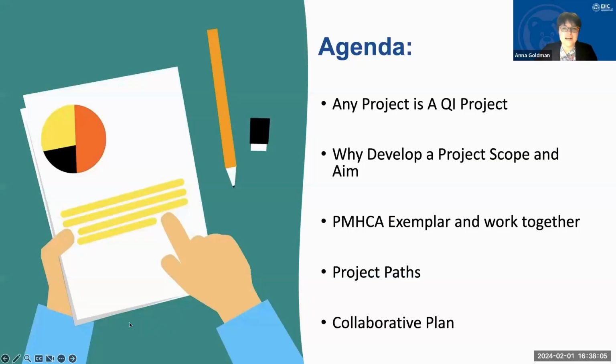Our agenda: we will try to convince you that any project is a QI project, with a very simple example of how to get started. And why do we develop a project scope and a project aim? Why is this important? It is part of the communication technique and part of getting started on any project, including the ED expansion project. We will walk through the PMHCA exemplar and work together on creating some of the aims and looking into how to put the project scope into place.